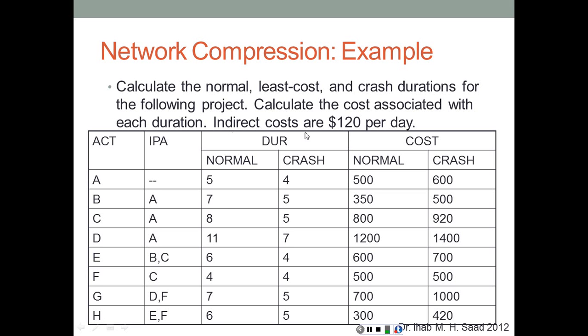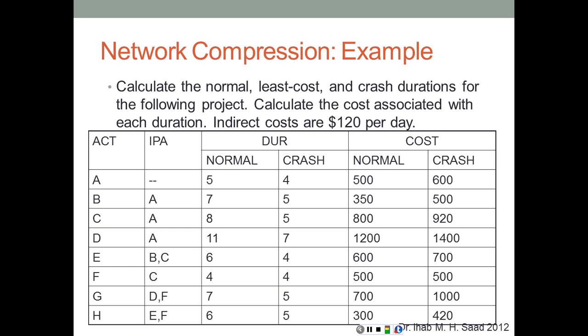Now the indirect costs are $120 per day. So if I were to compress activity A by 1 day, I'm going to spend an extra $100, but at the same time I'm going to save $120 in a reduction of the indirect cost. Now we're going to pause here and have another session talking about the example, solving the whole example from beginning to end.